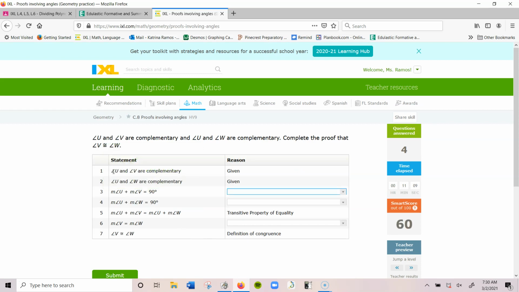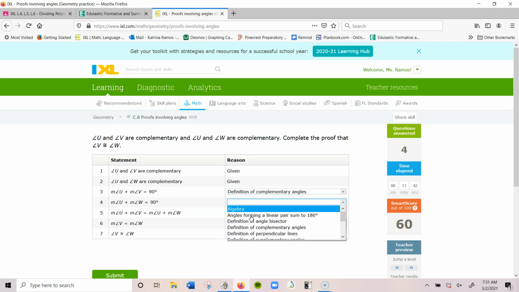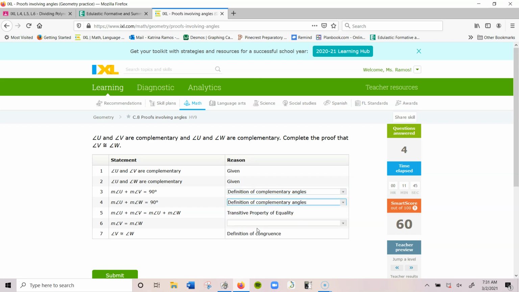Okay. Here we are told that U and V are complementary and U and W are complementary. If they are complementary, that means that their angles would add up to 90, which is what we see here. The measure of angle U plus V is equal to 90. So that is the definition of complementary angles, because complementary angles add up to 90. And same thing here, U and W are complementary, so if you add them, you would get 90 degrees. So again, definition of complementary angles.